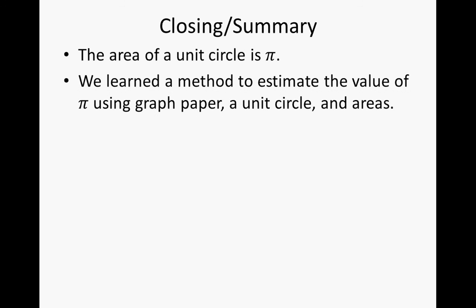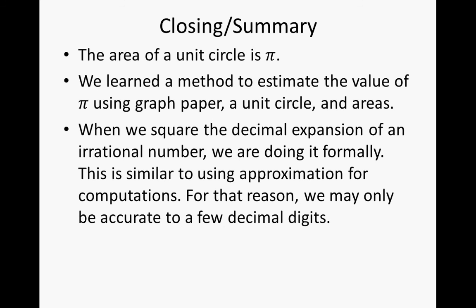Alright, let's wrap this up. The area of a unit circle is pi. We learned a method to estimate the value of pi using graph paper, a unit circle, and areas. When we square the decimal expansion of an irrational number, we are doing it formally. This is similar to using approximation for computations. For that reason, we may only be accurate to a few decimal digits.